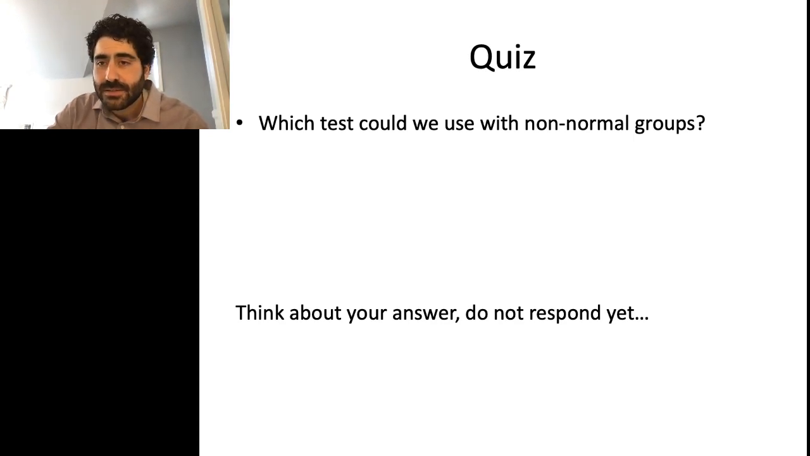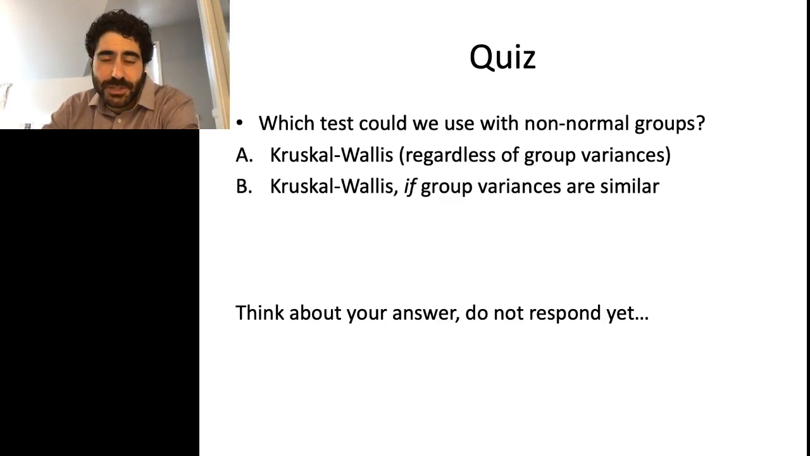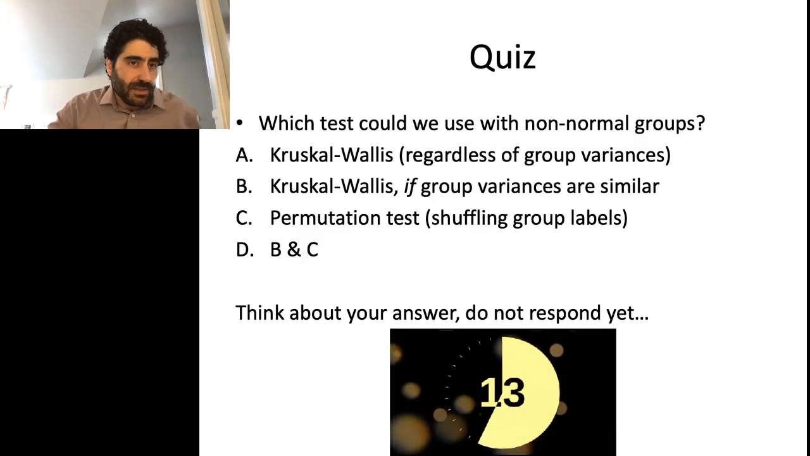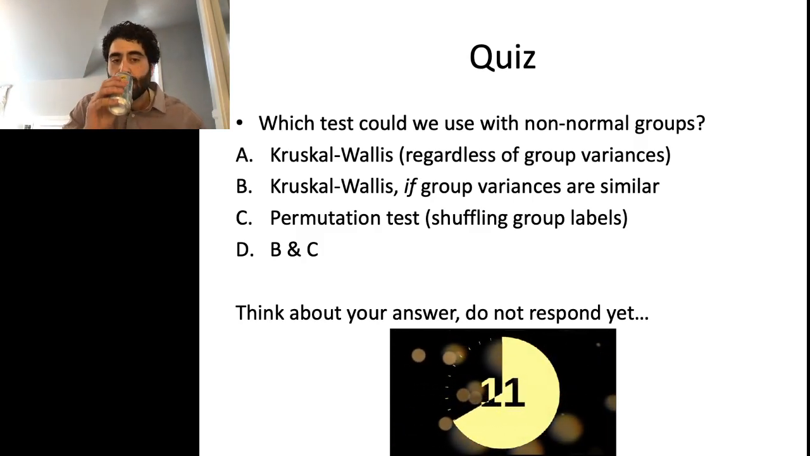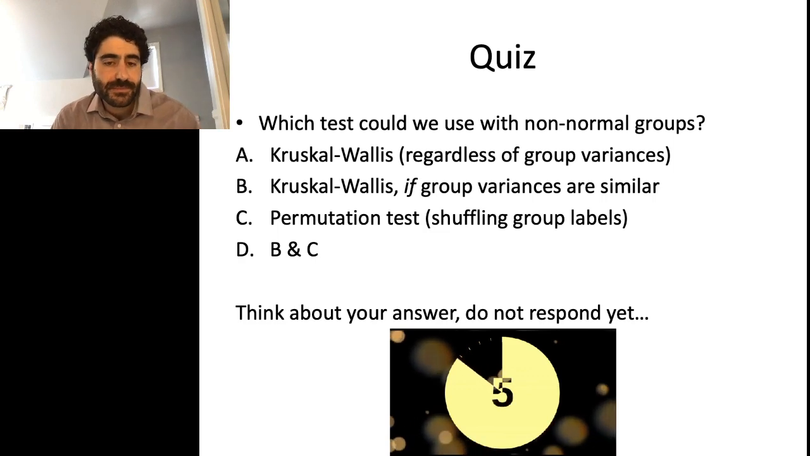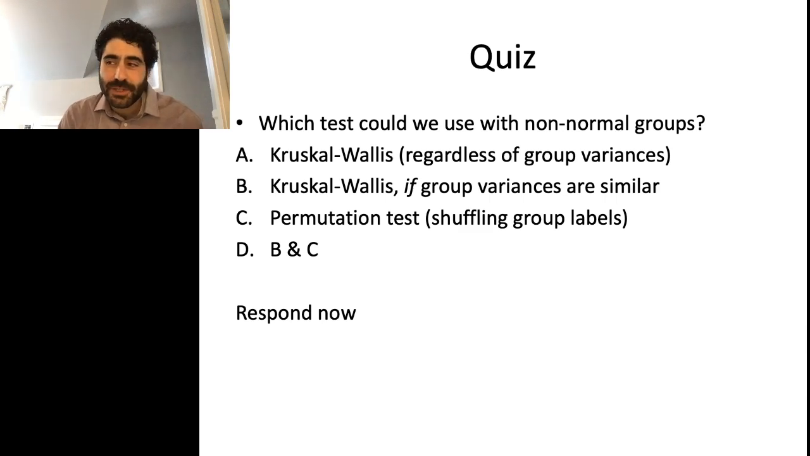What kind of test can we use with non-normal groups? A is Kruskal-Wallis, regardless of the group variances, so we could always use Kruskal-Wallis. B is we could use Kruskal-Wallis, but only if the group variances are similar. C, we could use a permutation test, shuffling the group labels many times to make a null distribution. Or D is that we could do either B or C. What kind of approach could we use for groups that are not normally distributed within the groups?